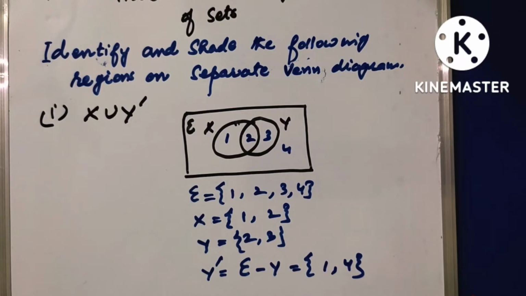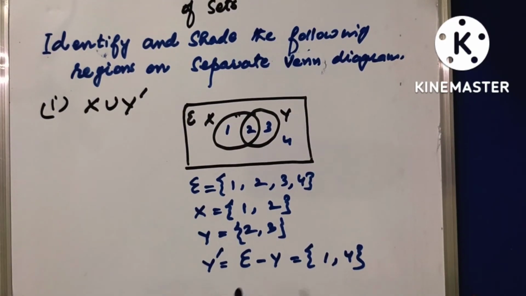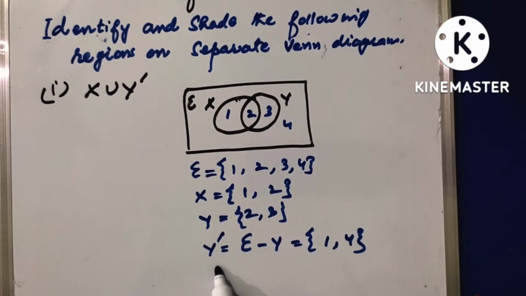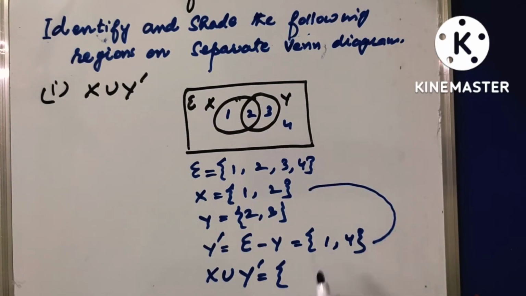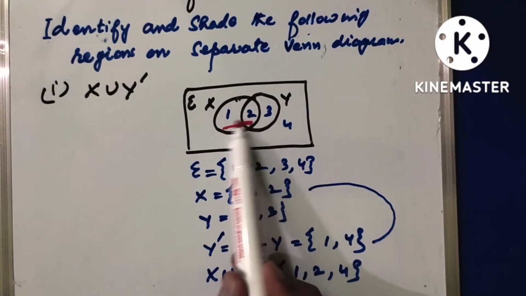According to the definition of complement, the elements which are under discussion are called complements. Now X union Y complement, and we have to combine X and Y complement. It will be 1, 2, 4. So 1, 2, 4 will be this area that is going to be shaded.